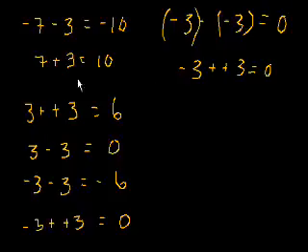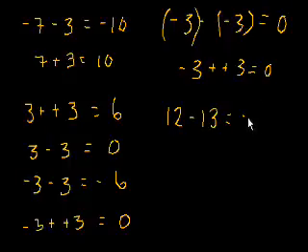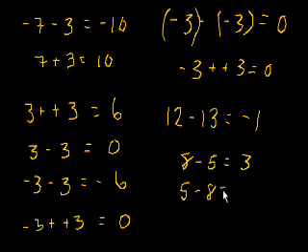Let's do a bunch more. Let's do 12 minus 13. I think you should be able to figure that out. That's pretty easy. Well, 12 minus 12 is 0, so 12 minus 13 is negative 1, because we're going to go 1 to the left of 0. Let's do 8 minus 5. Well, this one is just a normal problem. That's 3. What's 5 minus 8? Well, we're going to go all the way to 0 and then 3 more to the left of 0, so it's minus 3. I mean, I could draw a number line here.